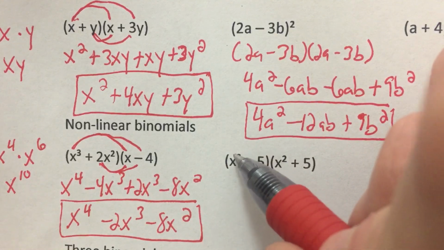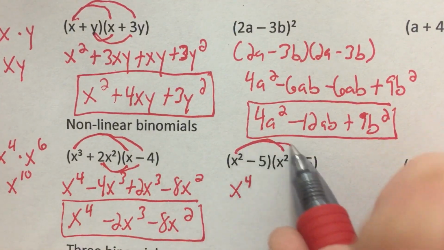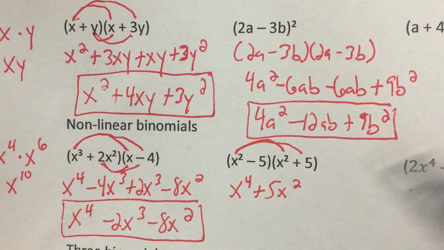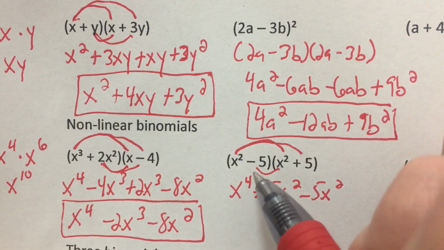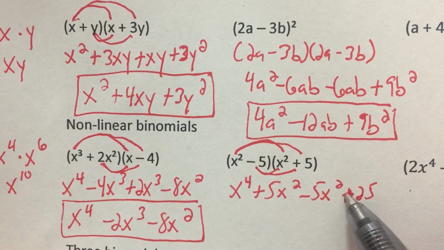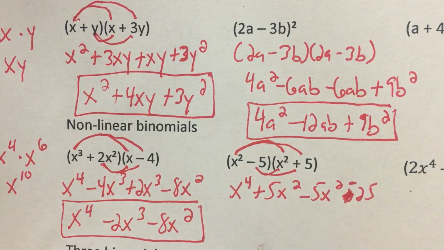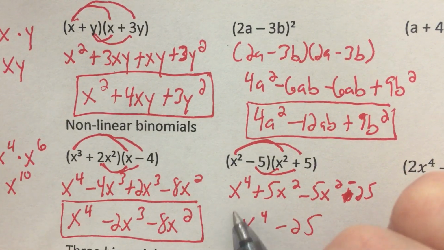Next one, x to the second times x to the second would be x to the fourth. X squared times a positive 5 is a positive 5x squared. Negative 5 times x squared is a negative 5x squared. Negative 5 times positive 5 is negative 25. The two terms in the middle are like terms, and they end up canceling each other out. So we end up with x to the fourth minus 25.